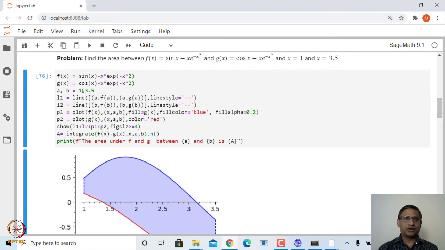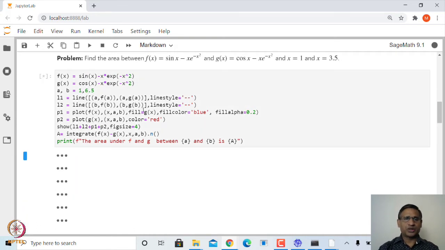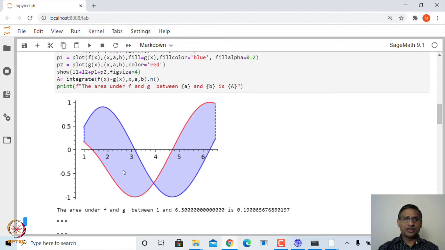However, it can happen that, for example, if I want to find the area between, let us say again 1 and 6.5. Now, in this case you see here, one has to first of all find out what is the point of intersection. To the left of this, f(x) is bigger than g(x), whereas to the right of this, g(x) is less than f(x).